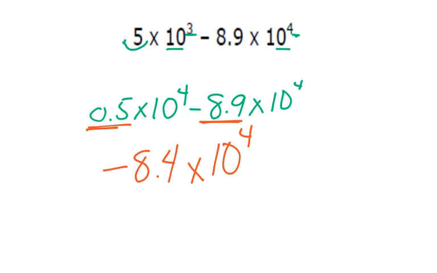Let's check and see if it's scientific notation. Negative, between 1 and 10, yes. Okay, so negative 8.4 is between negative 1 and negative 10, so it's only got one digit in front of the decimal, times 10 to the 4th power. I do have multiplication, I do have a power of 10. So the answer is negative 8.4 times 10 to the 4th power.